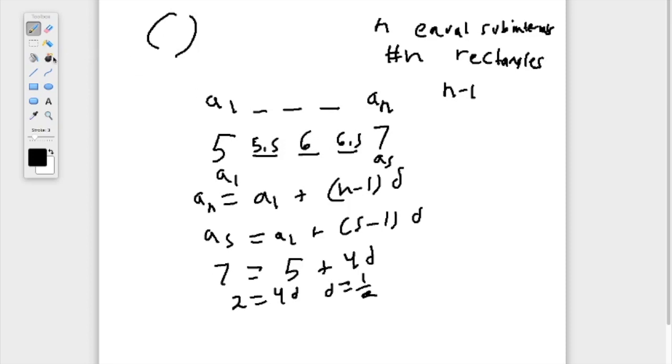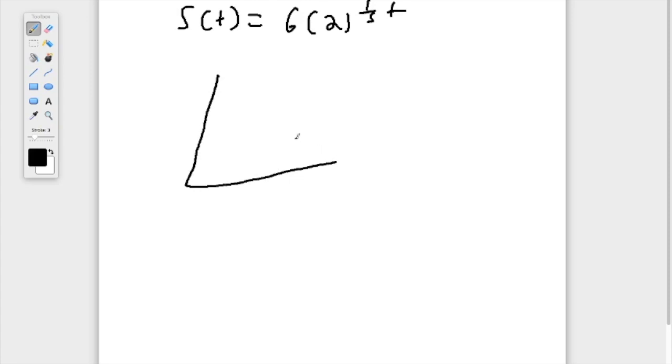So now let's actually plug it into a graph. We have our function S(t) equals 6 times 2 to the (1/5)t. This is not the exact curve.